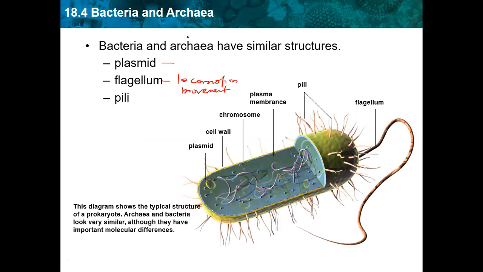It's just like a genetic material which they have. It's called plasmid. So what about the pili? It's just like the hair-like structure they have on the surface, called the pili. So the diagram shows the typical structure of a prokaryote.